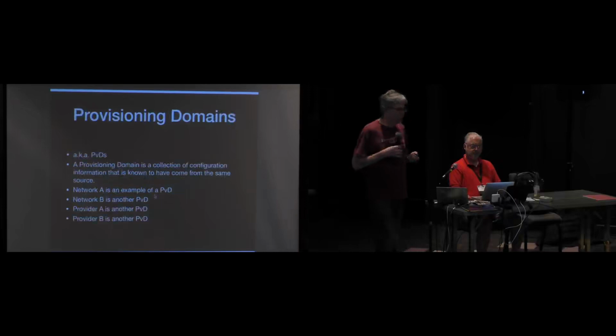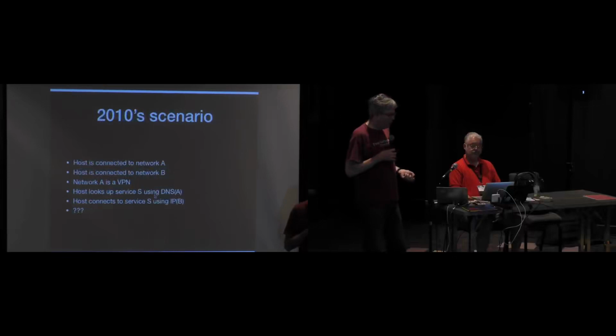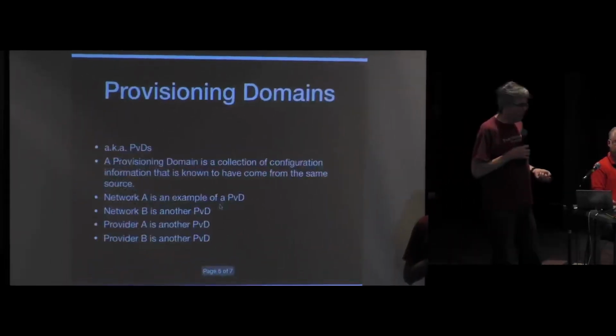The answer is with provisioning domains. So a provisioning domain is a collection of configuration information that's known to have come from the same source. So in the previous example, where we had network A and network B, network A and network B were both different provisioning domains. And similarly, in the 2020s example, where we've got provider A and provider B, those are both also different provisioning domains.